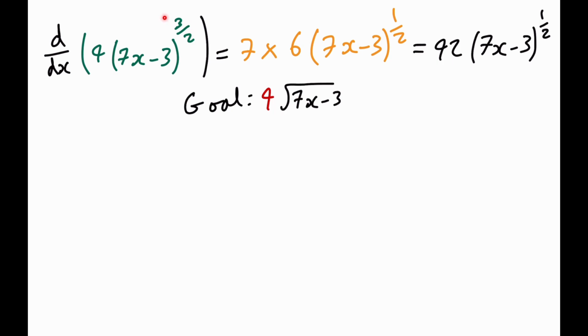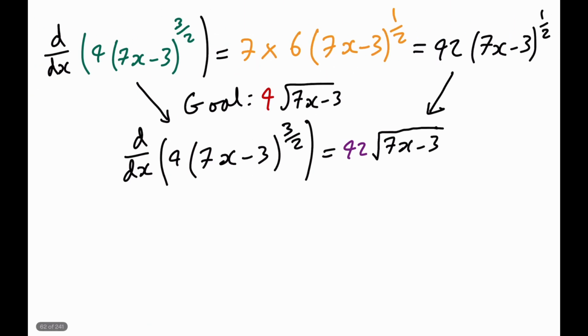So from a function here, which we guessed was this one, we're trying to get a differentiation that leads up to this, so we can find the integration of this as our original function. So we put them back together and we see that 4 times 7x minus 3 to the power 3 over 2. So if we differentiate that, we're going to get the 42 root 7x minus 3, which is very close to our goal, but it's not the same.